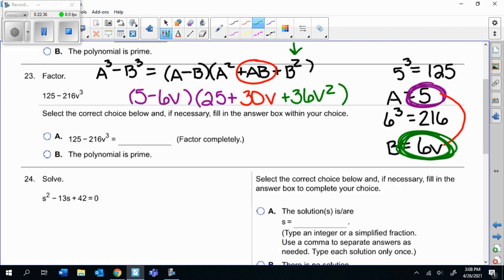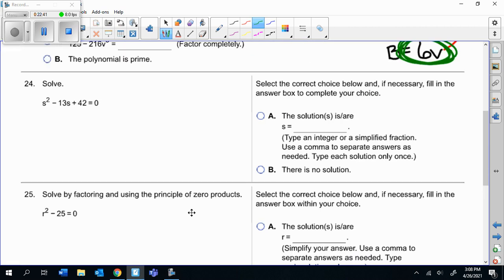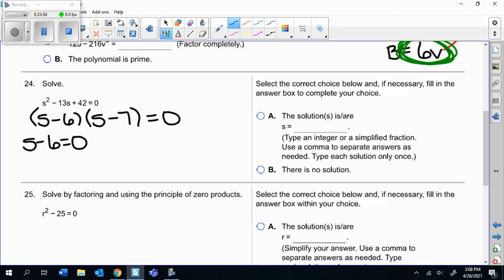All right, I think we're at our last page soon. And now it looks like we're at one of the last lessons where we're asked to solve. So step 1 is to factor. And then step 2 is what can you do with those factors? How can you get an actual answer for the solving of it? So we're going to set each factor equal to 0 and solve.